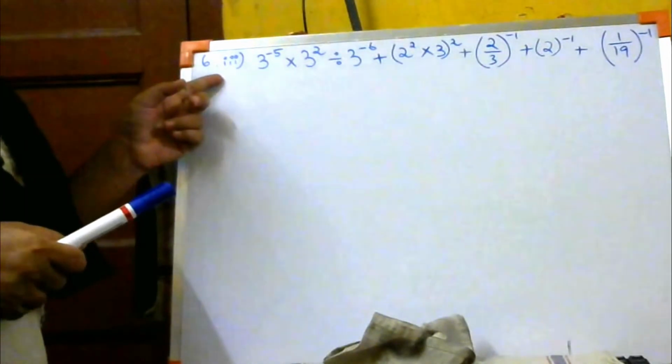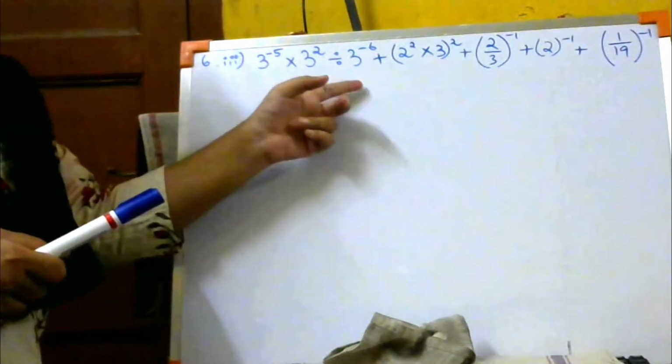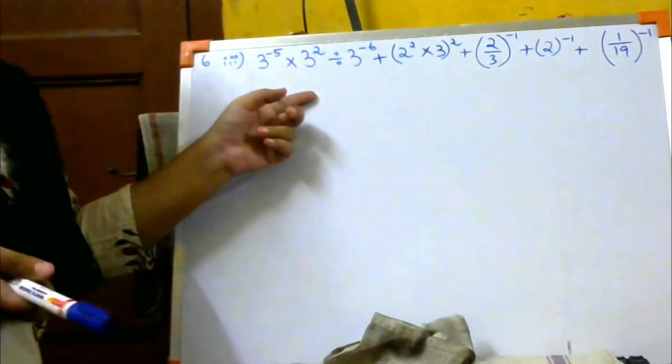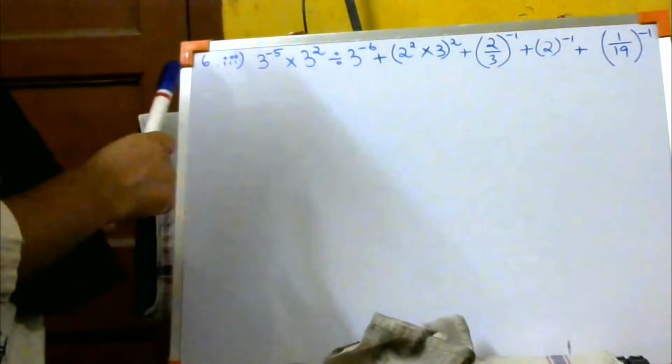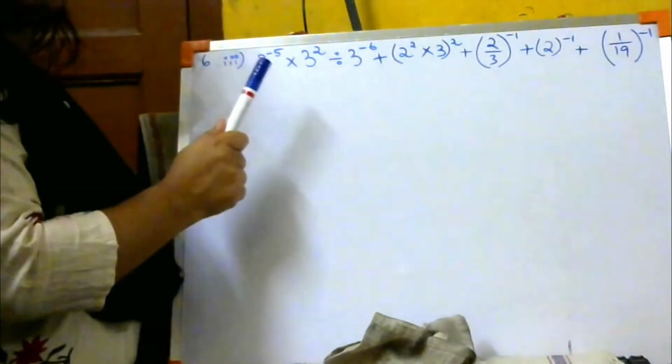6 part 3. Look into the book. Question number 6 part 3. It's a huge sum. I was thinking to give this in the homework, but after all you people are going to message me that ma'am, you made it easy, not difficult. So see this sum very carefully. Okay, this is a very lengthy sum. Look, match it from your book.